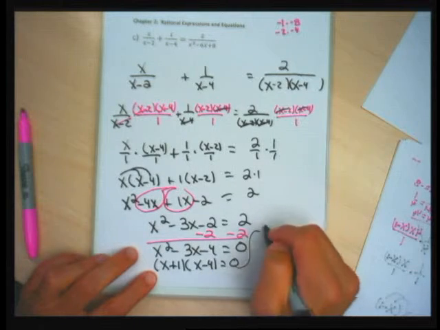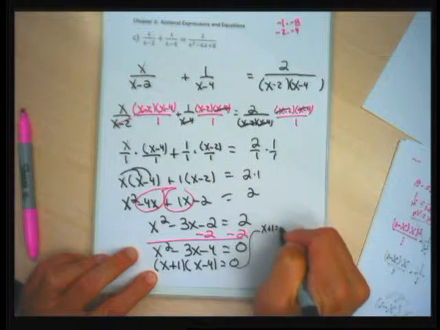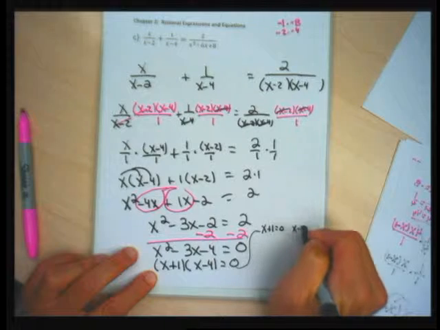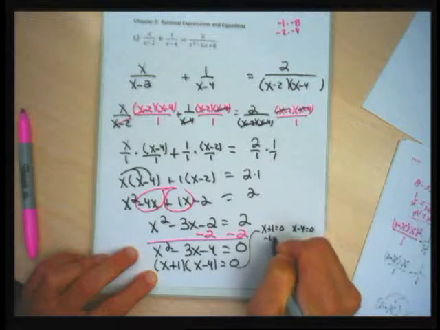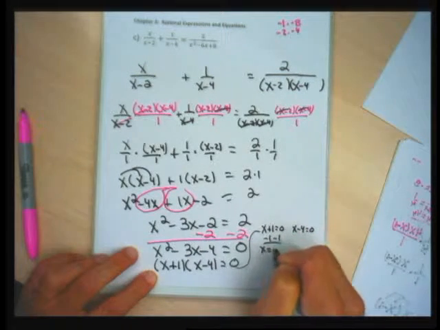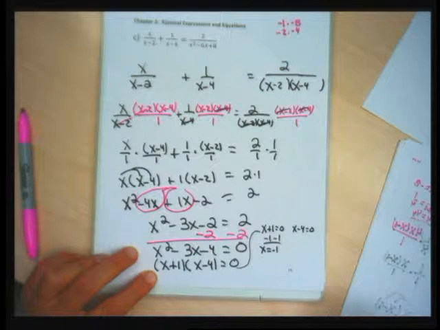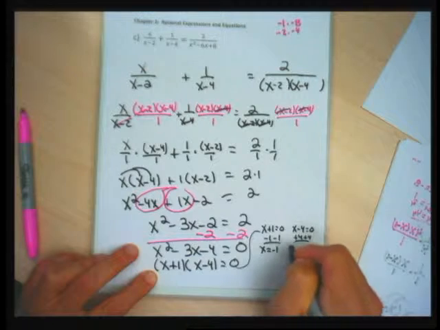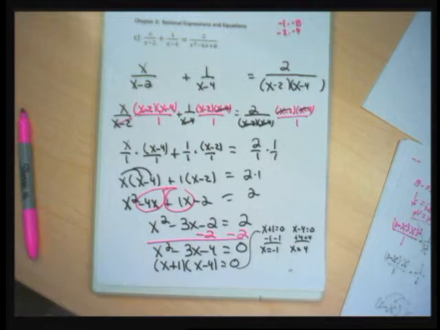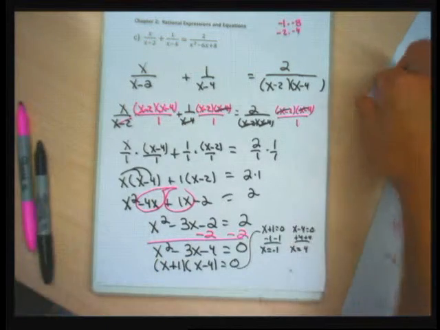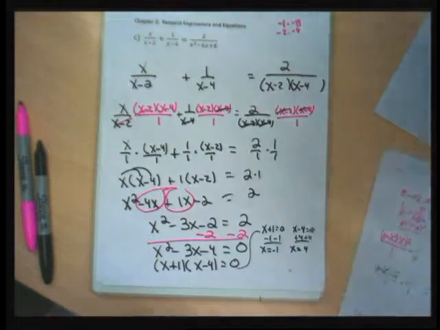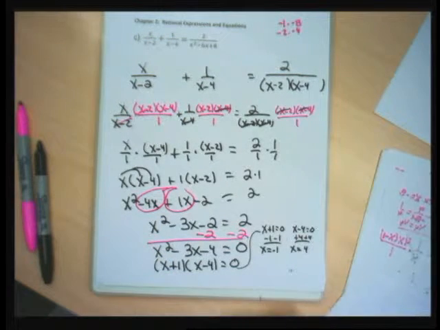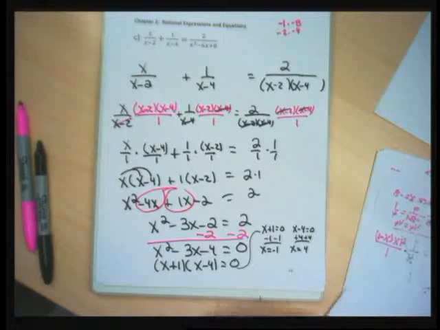Running out of room, I'll come over here, and I'm going to go x plus 1 equal to 0, x minus 4 equal to 0. For the x plus 1, you subtract 1 from both sides and get x equal to minus 1. For the x minus 4, I add 4 to both sides, and you get x equal to 4. I need to check both negative 1 and 4. I'm going to do it on a different sheet of paper just because I'm out of room.